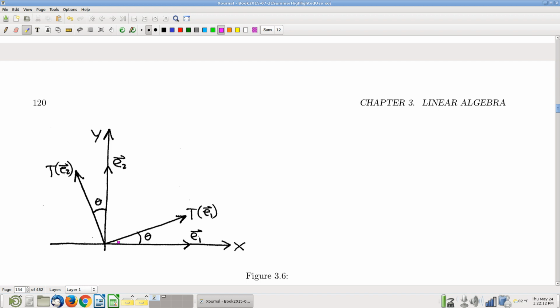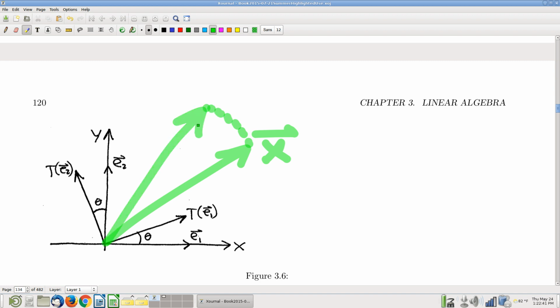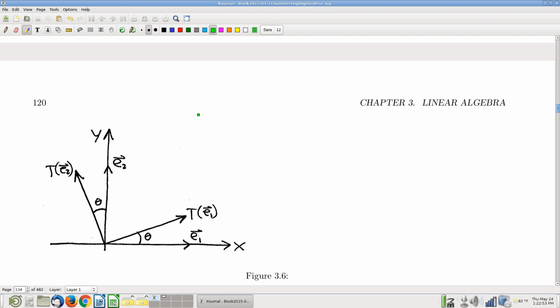You can see we've got E1, and it rotates to become T of E1. And you can talk about E2. There's E2, and it rotates to T of E2, right? Or some arbitrary vector. Maybe I have some vector X, right? It's going to rotate by that same angle to give me T of X. Rotation. So I claim that this is a linear transformation.